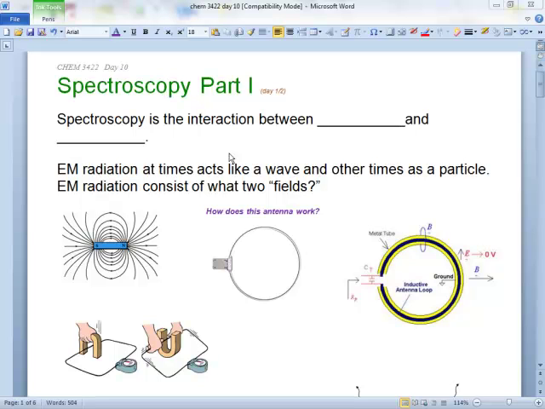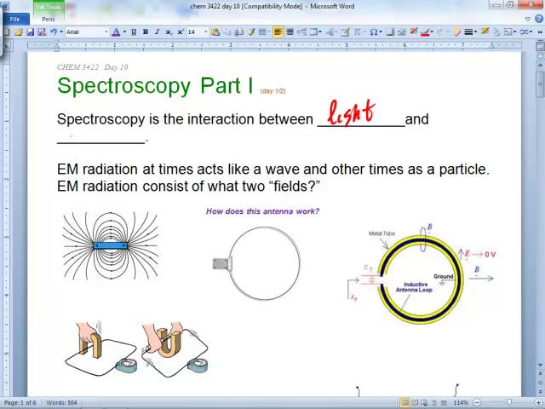Spectroscopy is the interaction between radiation and matter, right? Yeah. And you can say radiation, but radiation is too broad. You should probably say what? Electromagnetic radiation. You could say that, or you could say light, right? But either one works.